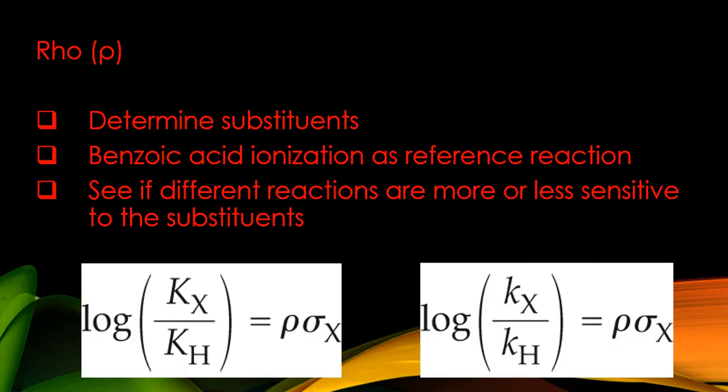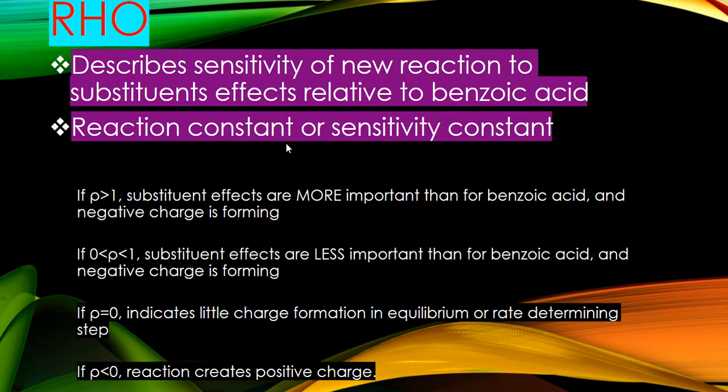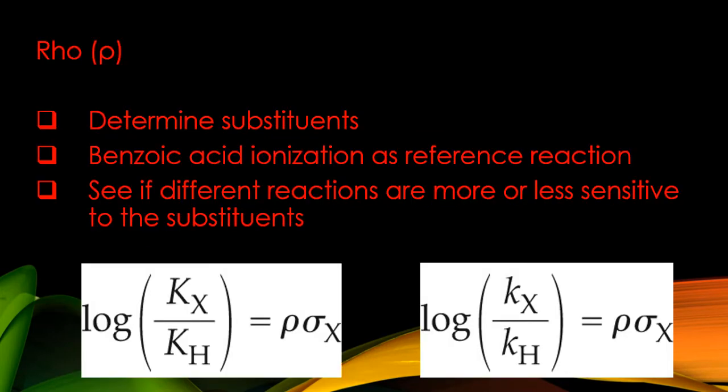After the sigma values, let's talk about the rho value, which is another important parameter of a Hammett plot. Now that a scale for substituent effect has been established, we can determine if other reactions respond to the substituent the way the benzoic acid does. The goal is to use benzoic acid ionization as a reference reaction that creates a negative charge and compare other reactions to it as a means to see if they also create a negative charge or conversely a positive charge.